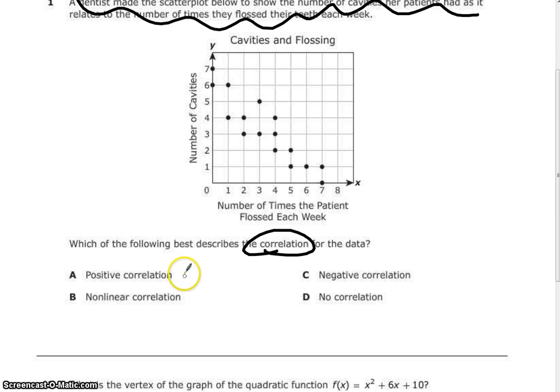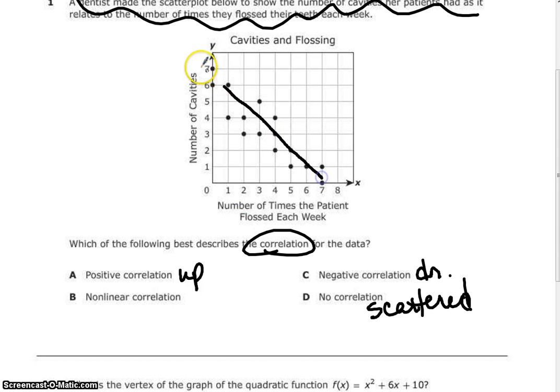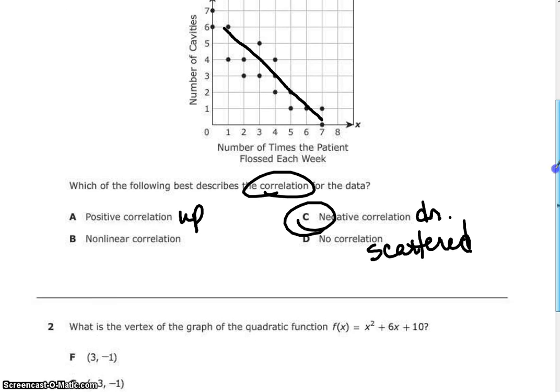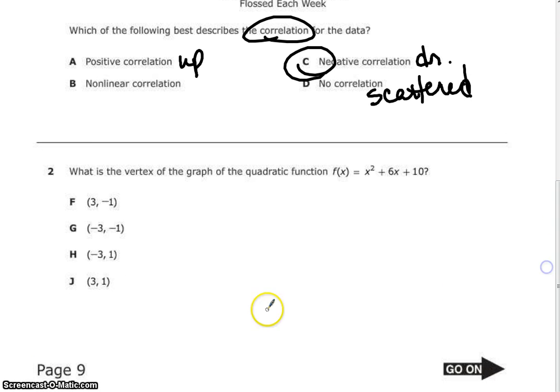A positive correlation we know goes up. A negative correlation we know goes down. No correlation we know is scattered. And nonlinear would mean that it did not make a straight line. Okay? If we were to draw a line to hit most of the dots, our line would be going down. Therefore, it's a negative correlation. By the way, make sure that if you miss this problem, you're filling out your corrections paper. Any problems you missed, you have to fill out your correction form.